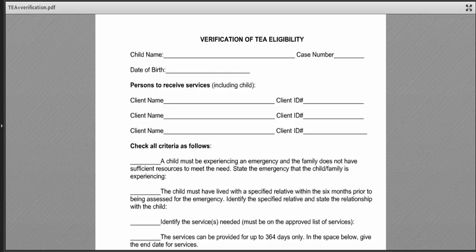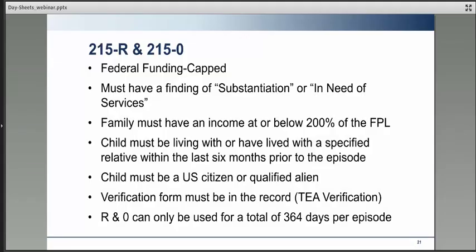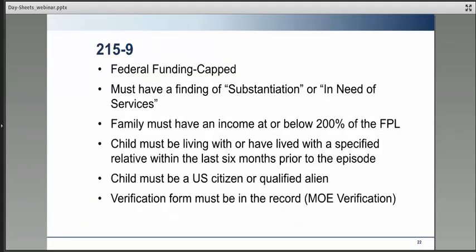All right, so we'll go back into our slide presentation. We'll talk about 215.9. Again, very similar to what we've discussed in 210. It's federal funding. It's capped. Have to have a finding of substantiation or in need of services. Family has to be at or below 200% of the federal poverty level. Child has to be living or have lived with a specified relative within the last 6 months prior to the episode. Child must be a U.S. citizen or qualified alien with appropriate documentation. And the verification form must be in the record, the MOE verification.